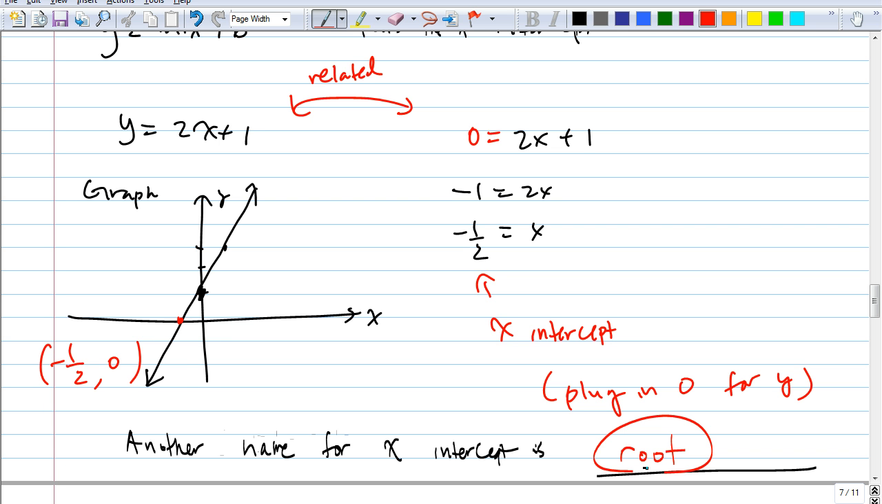We normally talk about the root as the one in the ground. So think about that's where the root of the plant is. So that's called a root. Are we okay with that? On your homework tonight, they're going to refer to the x-intercept as root. Is that okay? All right. So I just want you to know.